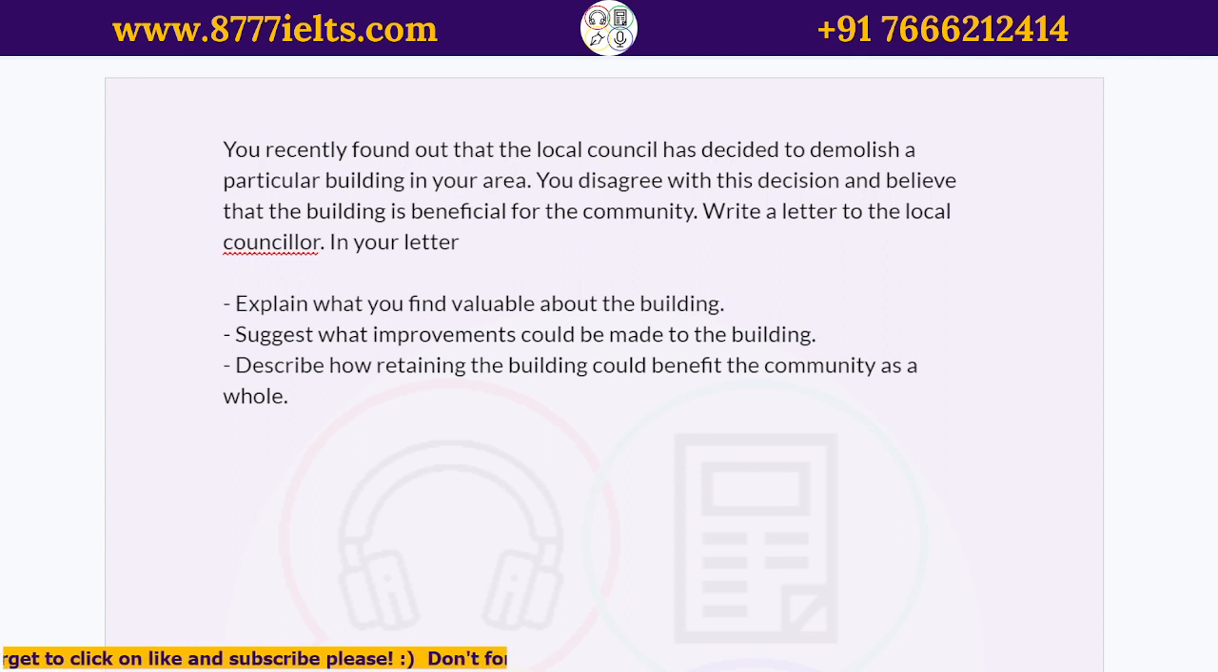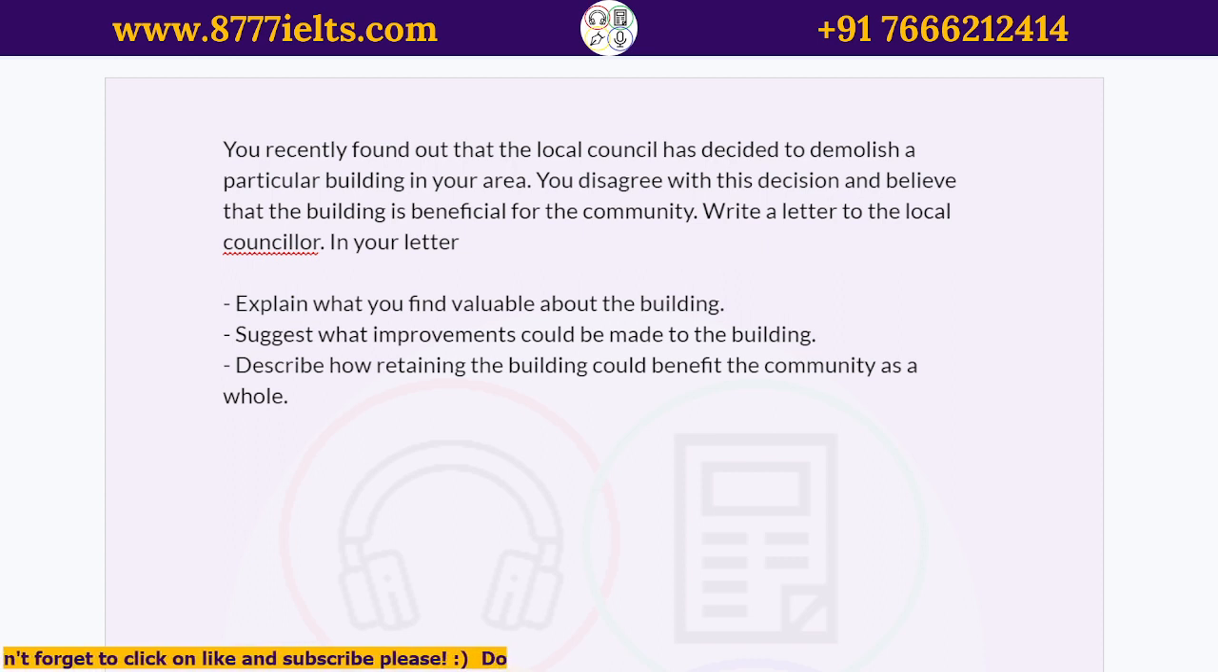So, first things first, you need to figure out, are you writing informally or formally? Informal letters are only for friends and family. So we know that this person, the councillor, is not a friend, he's not a family member, and so naturally this is a formal letter.